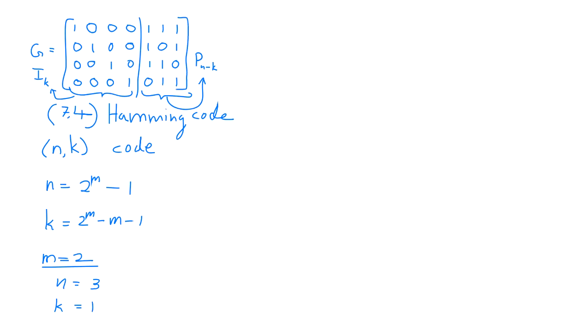And for the 7-4 Hamming code, you choose the value of m equal to 3. So for the 7-4 Hamming code, when you put m equals 3, you get n equals 7 and k equals 4.